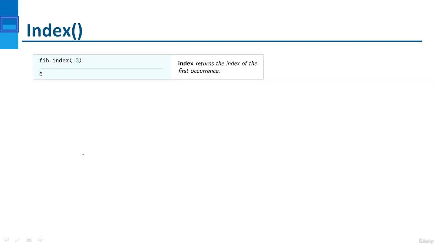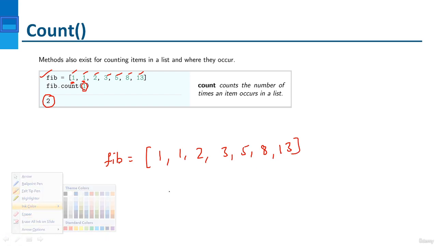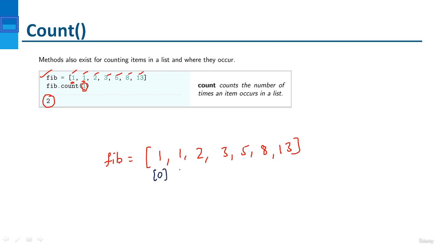Next one is index. You can obtain the index of an element from the list. So we know already the list is given like this. fib is equal to, these are the list of elements, right? 1, 1, 2, 3, 5, 8, 13. So for these elements, if we consider the index like this, this is index 0, this is index 1, this is index 2, this is index 3, index 4, index 5, and index number 6.